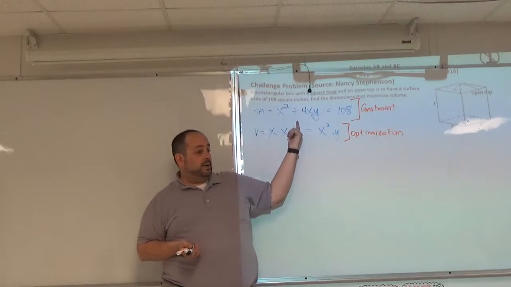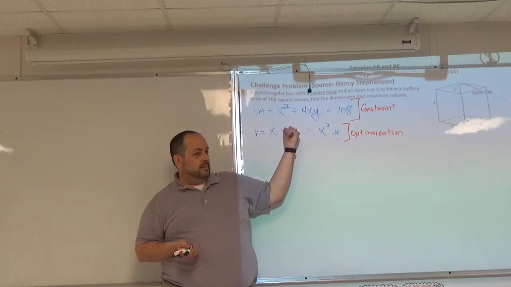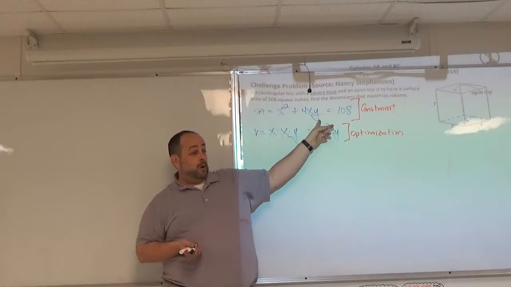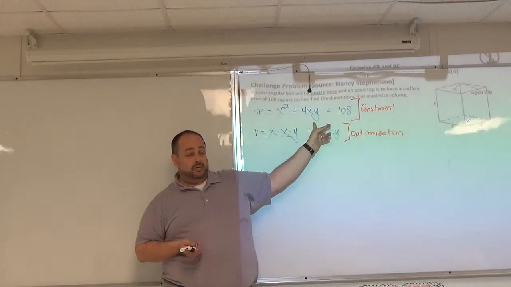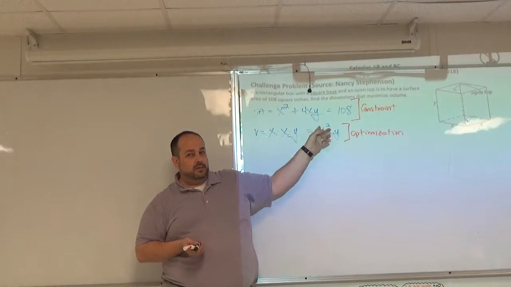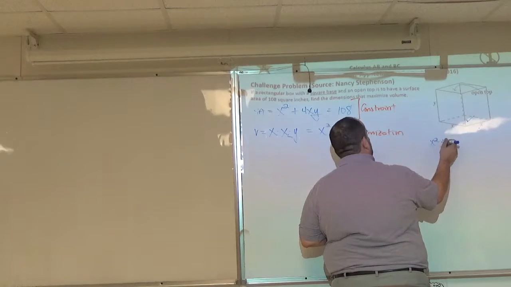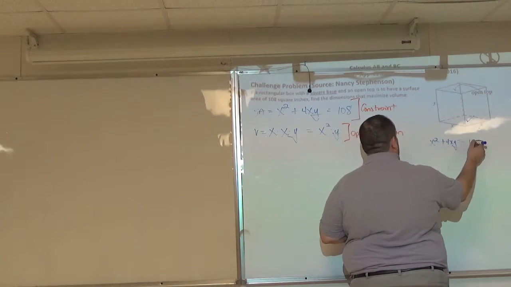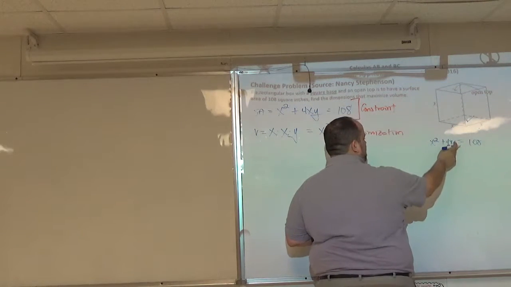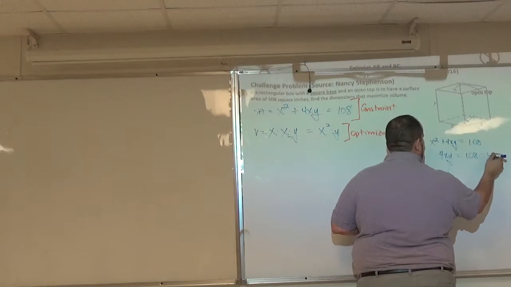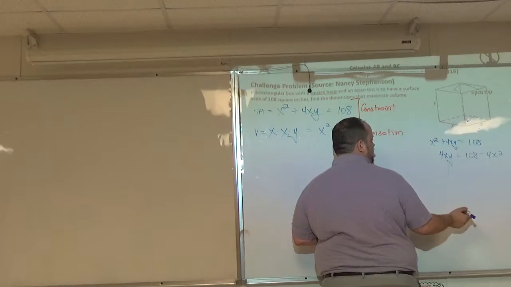Solve for x or solve for y? Think about the algebra here. Easy to solve. The y shows up in one place. It would be a whole lot easier to solve for y than solve for x. So if we do that, I'm just going to do a little side work here. x squared plus 4xy is equal to 108. Solve for y: 4xy is equal to 108 minus 4x squared.